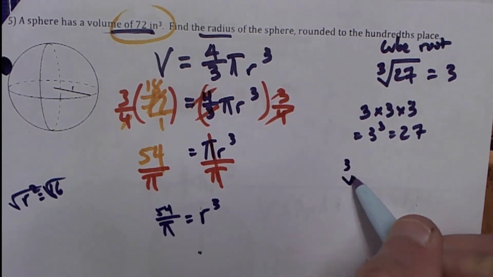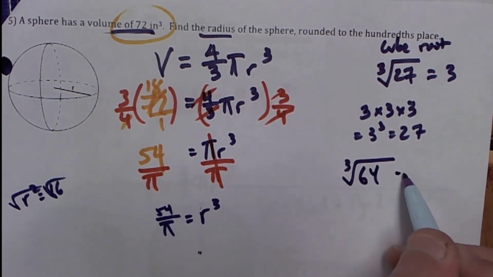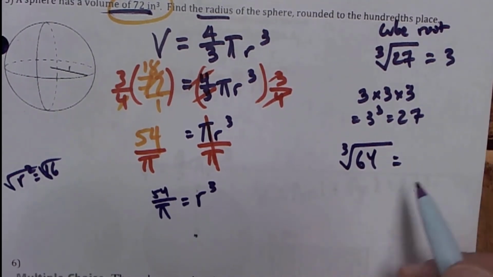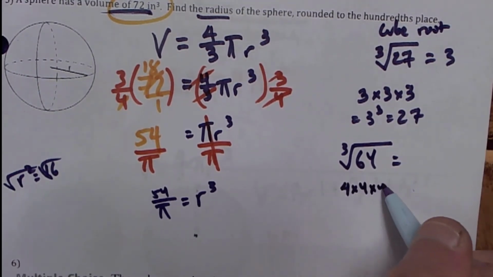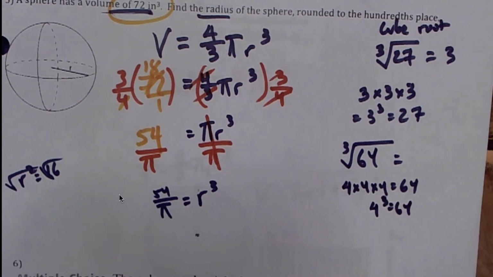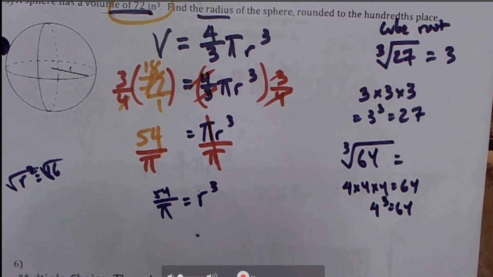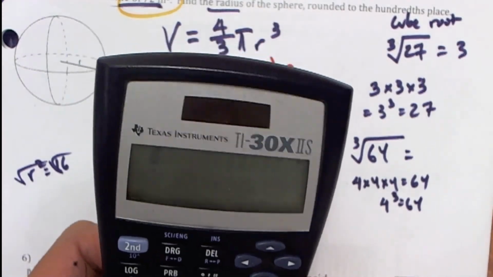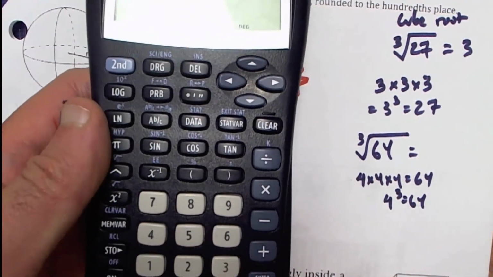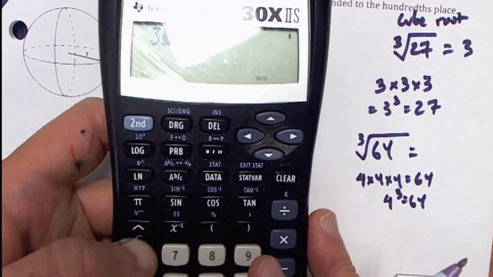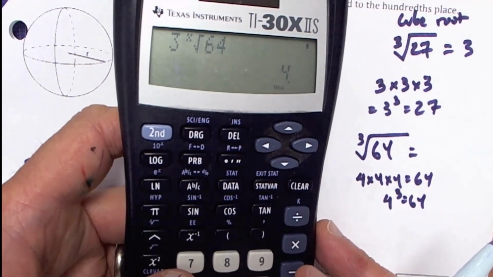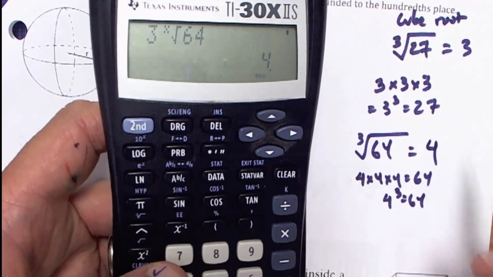Let's try another one. So again, you put a 3 here. Cube root of 64. Right? What number times itself 3 times gives you 64? That's 4, right? Because 4 times 4 times 4 gives you 64. 4 cubed is 64. Okay, and we can see that if we punch it in right here. Push the 3, second x root, of 64. 4.